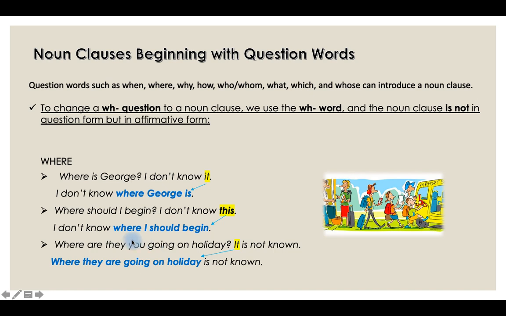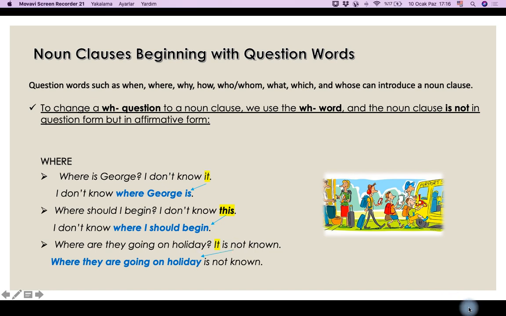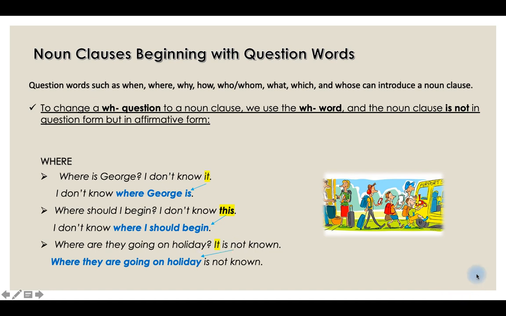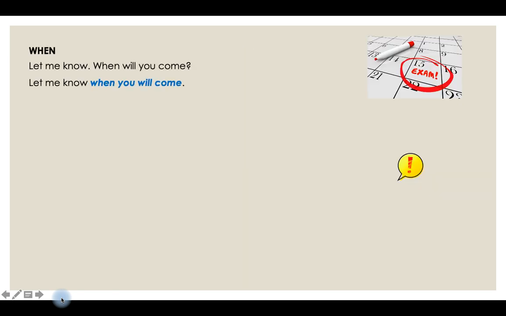Where are they going on holiday? It is not known. Where they are going on holiday is not known. Yeah, this is not a question. This is an affirmative sentence. That's why the word order is like in the affirmative sentences. So please be careful about that. Subject, verb, not vice versa.